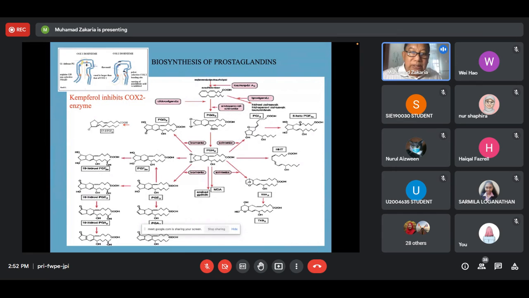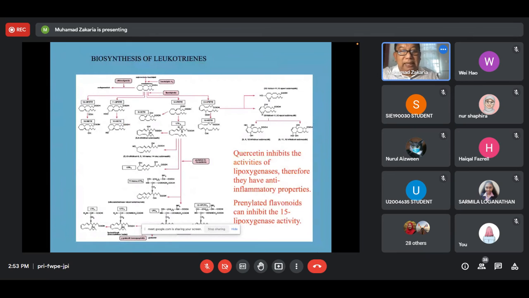So here is the biosynthesis of prostaglandin. Kaempferol inhibits cyclooxygenase enzyme. So when you inhibit the cyclooxygenase 2 enzyme, that reduces inflammation. Some people get inflammation for no reason. Suddenly the body becomes heated up or swollen because of the activity of prostaglandin or enzyme cyclooxygenase. Okay, so some of these flavonoid have the ability to inhibit or cause anti-inflammatory activity.